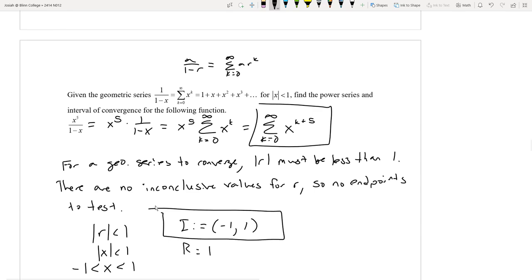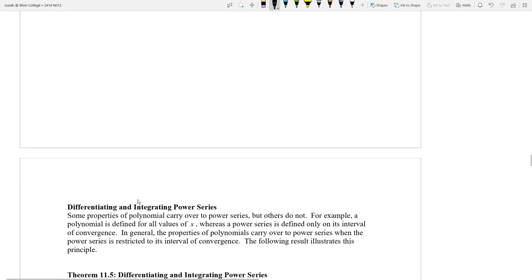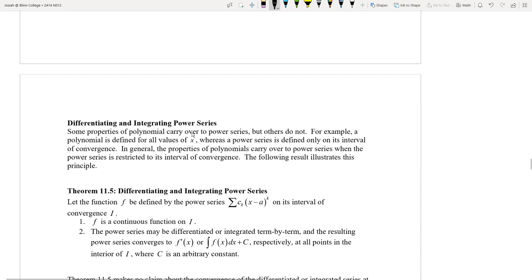There we go. We were able to find that using the original series because of these nice properties of power series. We can take this even further and talk about what happens if we try to differentiate or integrate power series. Some properties of polynomials carry over to power series, others don't. A polynomial is defined for all values of x, while a power series is only defined on the interval of convergence. If we restrict to the interval of convergence, most properties will carry over.